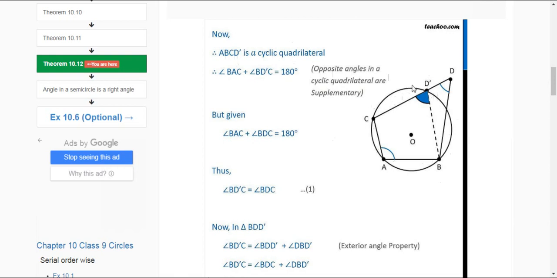Now once it is cyclic, what does it mean? Opposite angles are supplementary, that is 180 degrees. So BAC plus BD dash C equals 180 degrees. But what is given? BAC plus BDC equals 180. This is given to us. So what does it mean? It means that BD dash C and BDC are one and the same. So keep this as 1.